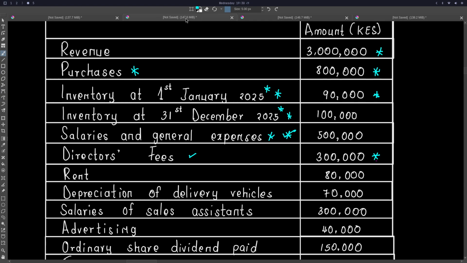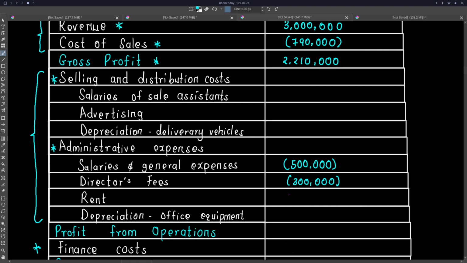Okay. Then here we have rent as well. Is the rent involved anyway in buying and selling cups? No. Rent here is just being paid so that it supports the business to run. So here we are going to have less 80,000 under administrative expenses. You can see these expenses are under administrative expenses.